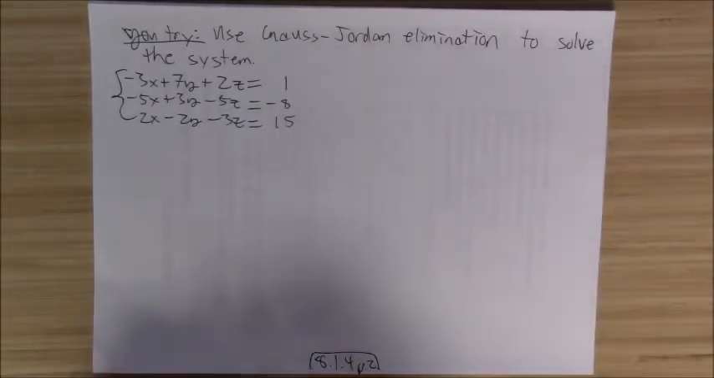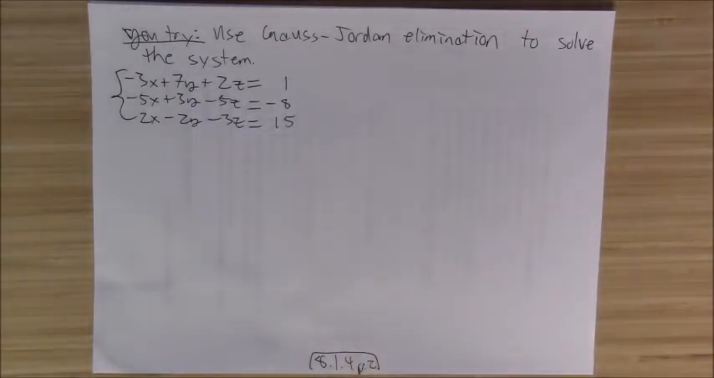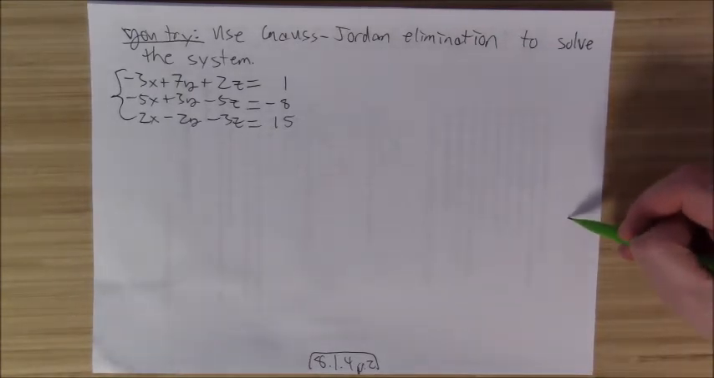And now it's time for you to try an example. So go ahead and use Gauss-Jordan elimination to solve the following system. On the count of 3, I will reveal the solution. 1, 2, 3.